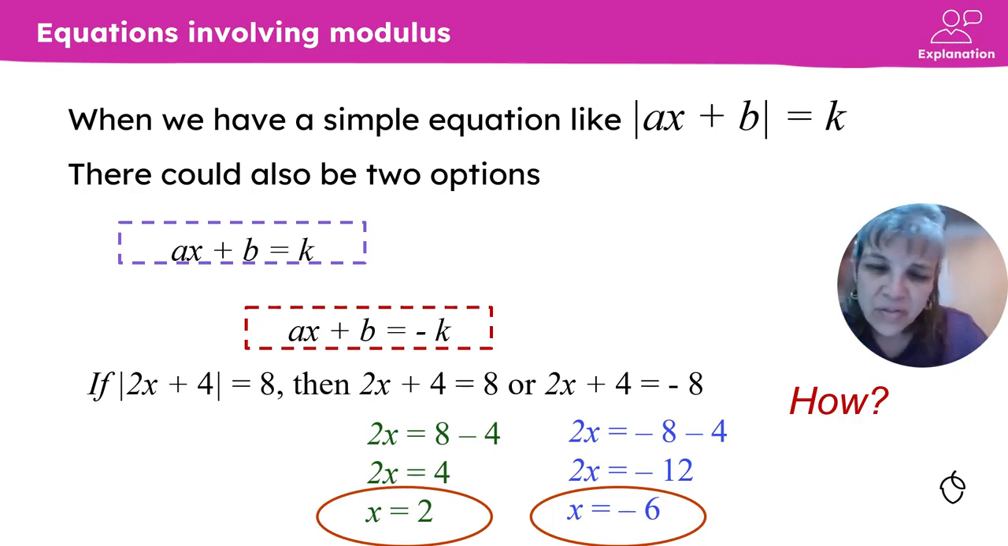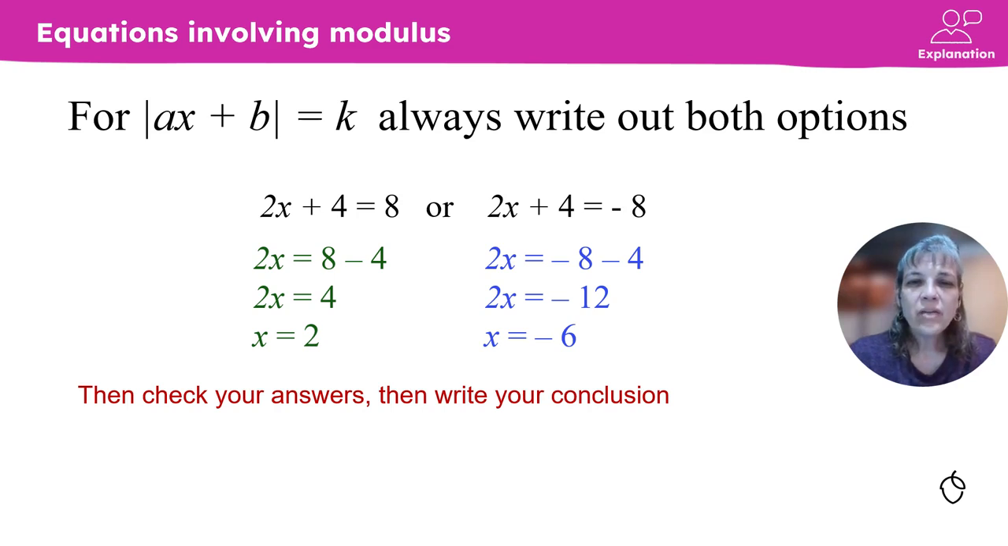So what do we have to do with these two different answers? Do we just accept them? Almost, but first of all, in any kind of modulus question, first you write out both options, then you have to check your answers, and then write a conclusion.